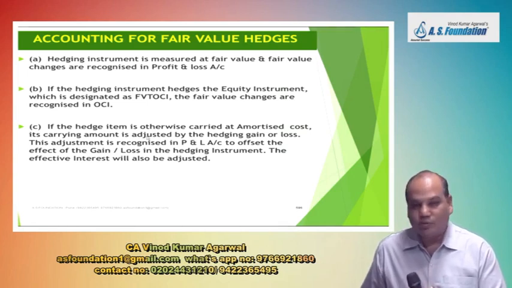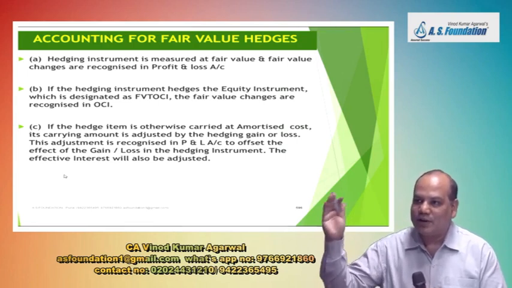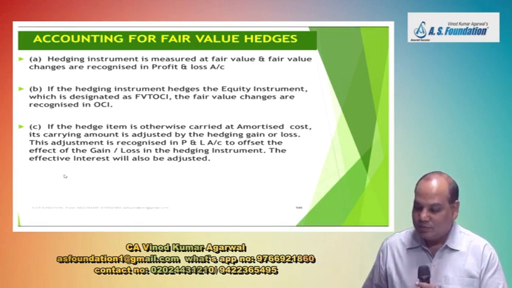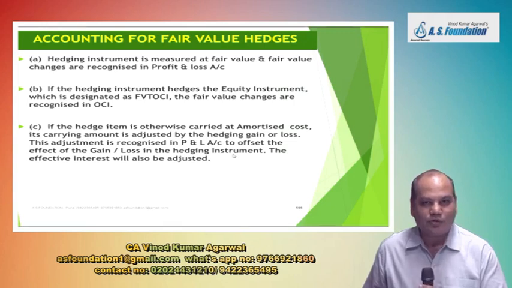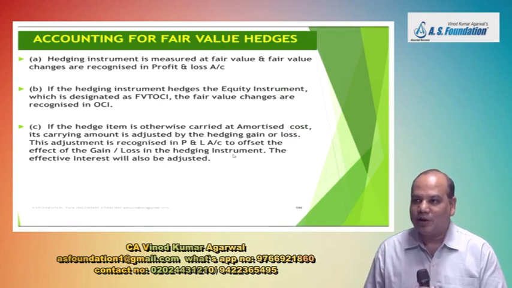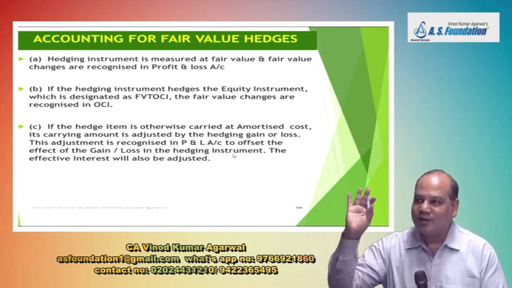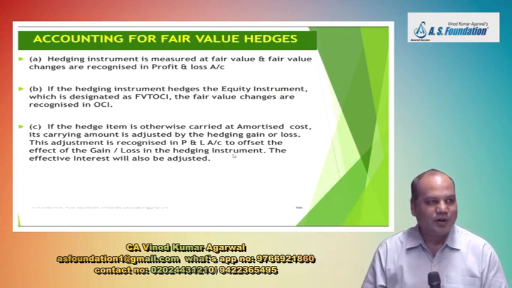And now what about amortized cost? In case of an amortized cost instrument, we don't record the change in fair value. Only when we sell it, that time the gain or loss is recognized. But if a derivative is used to hedge this amortized cost instrument, the change in fair value of the derivative will hit the P&L account in this year, and the gain or loss on amortized cost will hit the P&L account in the next period when I am going to sell it.